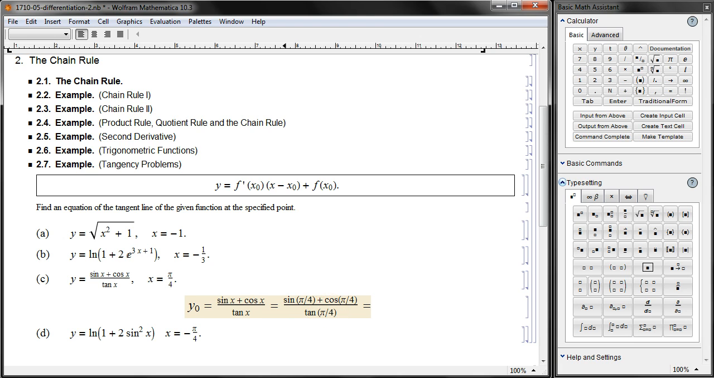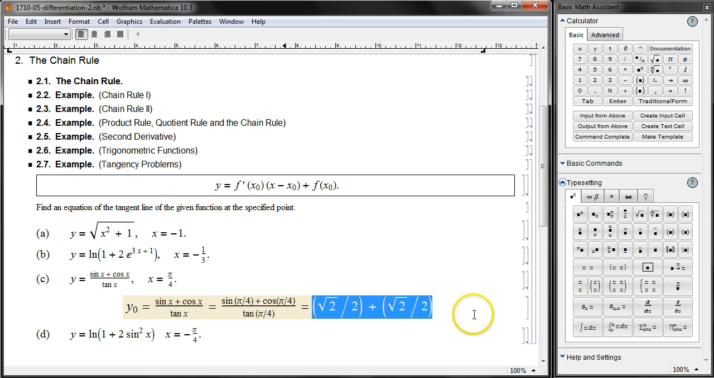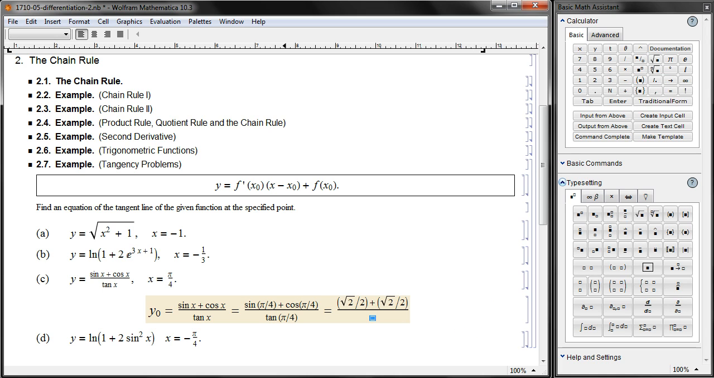Alright, what is sine of pi over 4? It is square root of 2 over 2. What is cosine of pi over 4? Square root of 2 over 2, same as sine. How about the denominator? Tangent of pi over 4 is 1. So what do we have? We have square root of 2 over 2 plus square root of 2 over 2. We get square root of 2 overall. Okay, that goes right here.